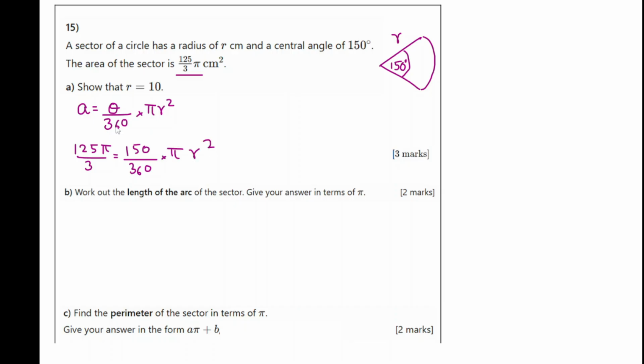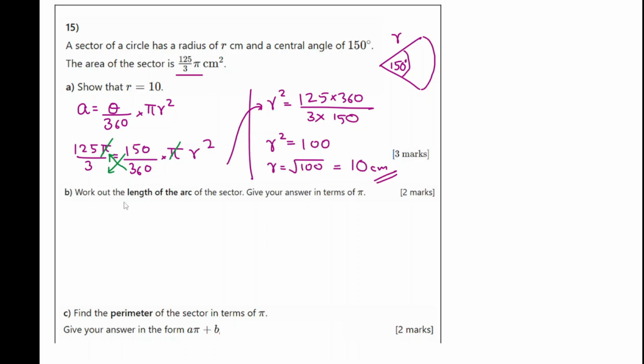Now you can clearly see you can cancel this pi with this pi. Just think that you divide both sides by pi. Now I need to get r squared first. So let's move the 360 to that side and 150 here. So you get 125 multiplied by 360 divided by 3 multiplied by 150. Put this in the calculator, you get r squared is equal to 100. R is equal to square root of 100. This is a length, so only consider the positive. Root 100, 10 centimeters.